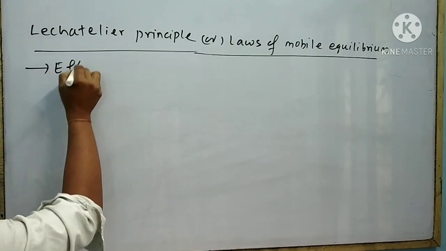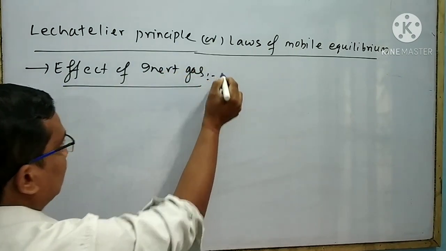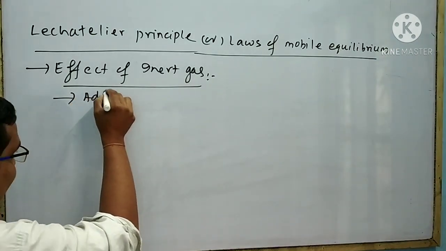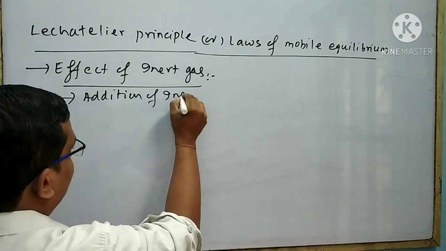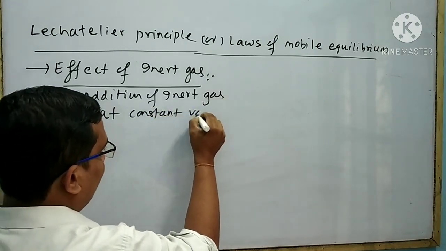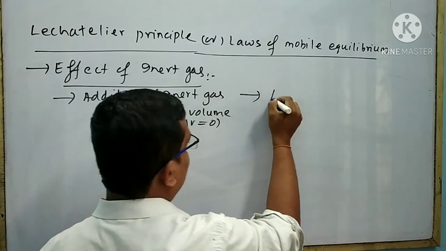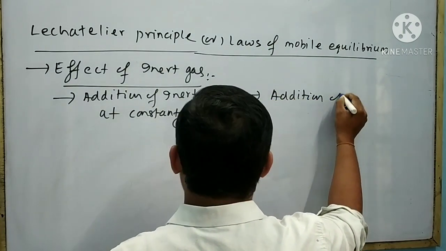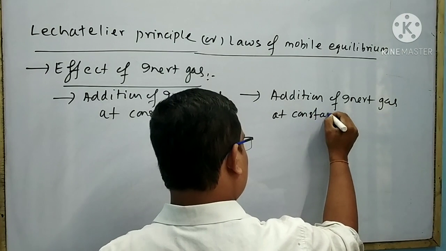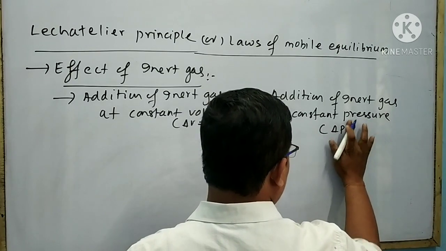Next, I want to explain about the effect of inert gas. There are two conditions. Condition 1 is addition of inert gas at a constant volume. Constant volume means we can write del V equals 0. Another condition is addition of inert gas at a constant pressure, that is del P equals 0.